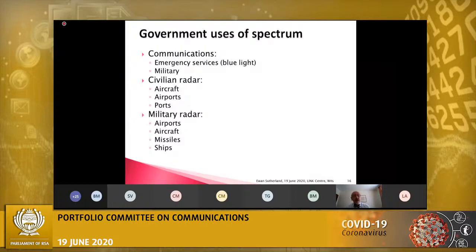There's civilian radar systems, so that I can in fact go on my mobile phone, I can run a flight radar app and I can see which aircraft are flying over South Africa at the moment. Airports, aircraft, and seaports all have radar systems. The military have a whole bunch of radar systems for their airports, for their aircraft, for missiles, for ships, and for other communications within that. So there are a whole set of commercial uses and a set of governmental uses, some of which are military, and trying to uncover that is quite difficult.